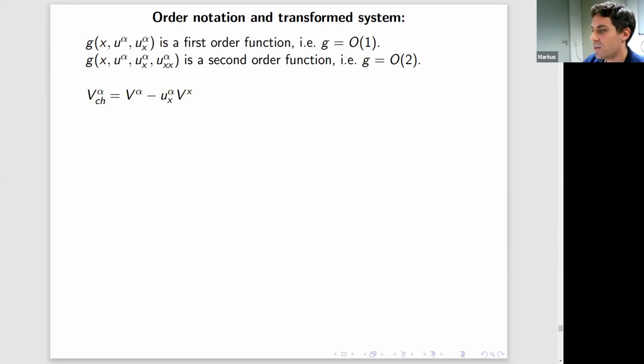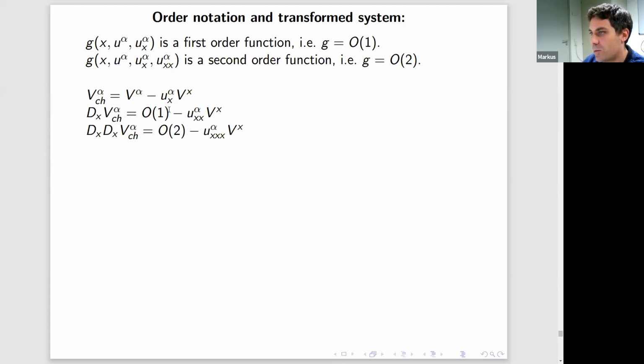Here's this characteristic coefficient, and then we also have the total derivatives of the characteristics. You can now apply it, and then you get that this is a first order function, which is unimportant, and then this is the second order part. You can do it once more. You apply the total derivative again, then you get a second order function, which is not important exactly, and this specific third order expression.